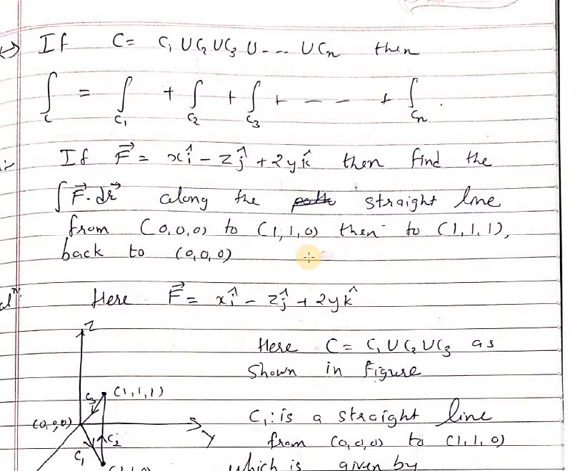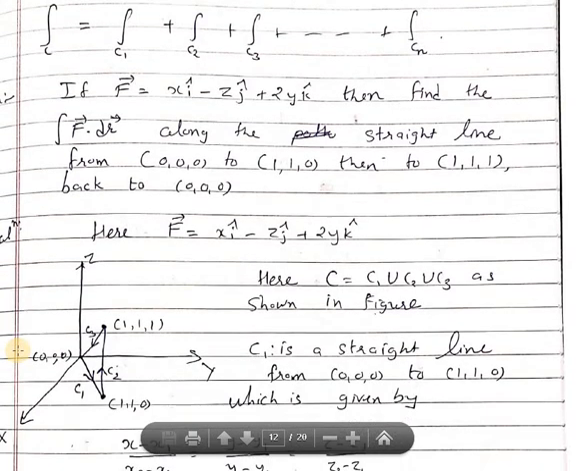So the example is F bar is equal to xi minus zj plus 2yk. Then find the integral of F dot dr along the straight lines from (0,0,0) to (1,1,0), then to (1,1,1), and back to (0,0,0). That means I have shown it in a figure.